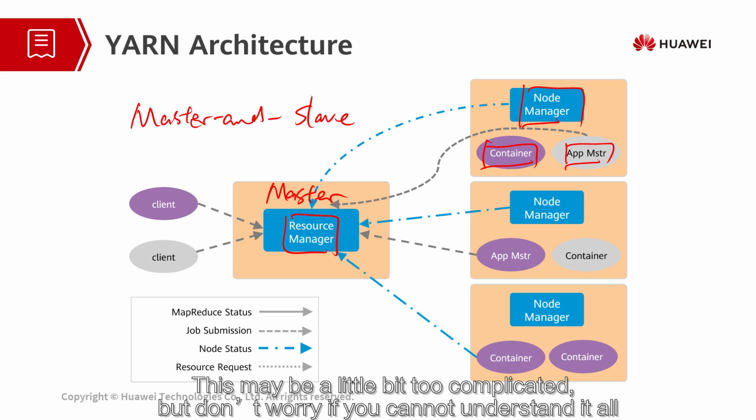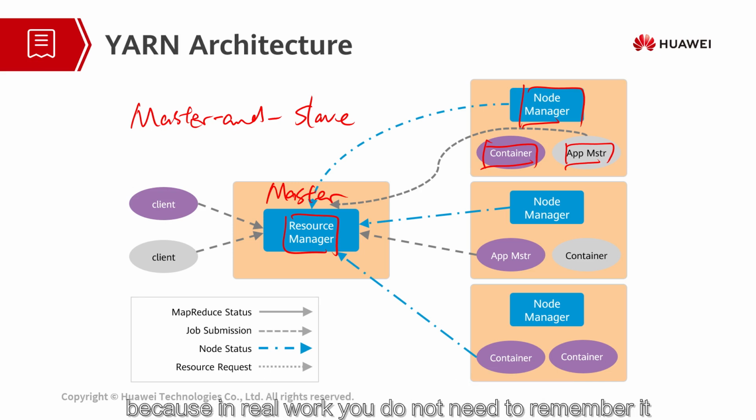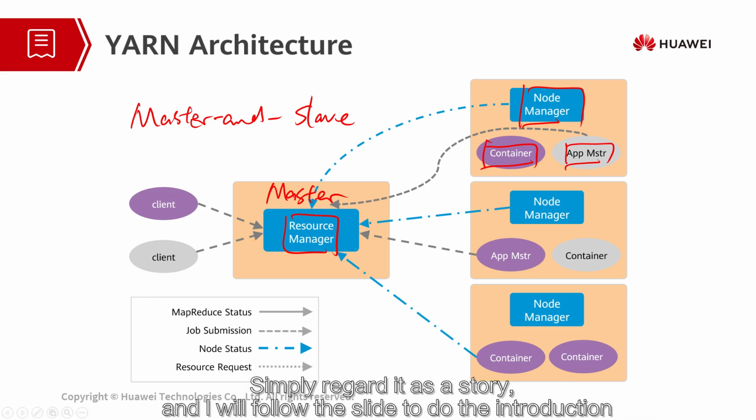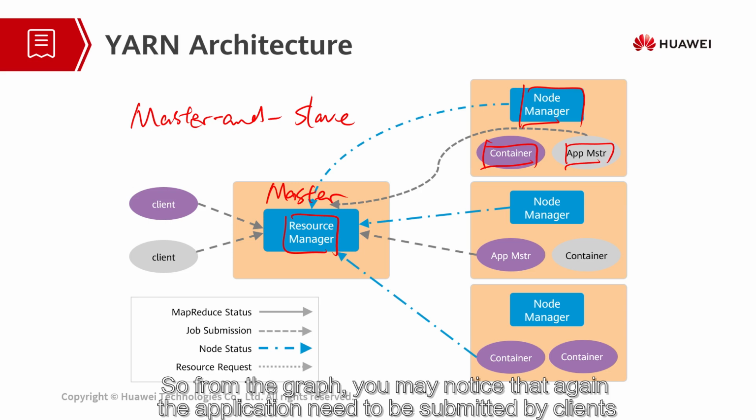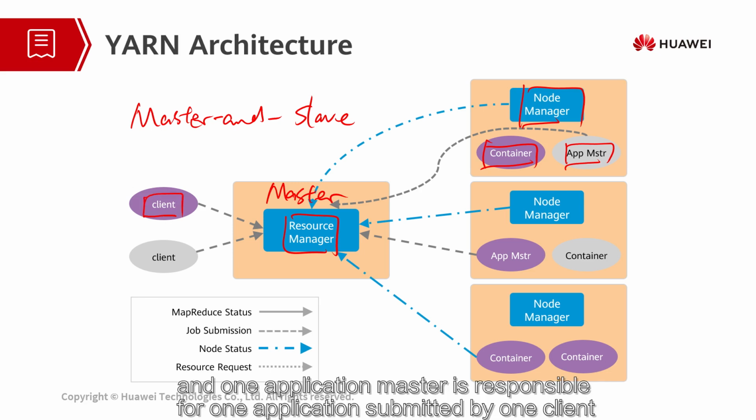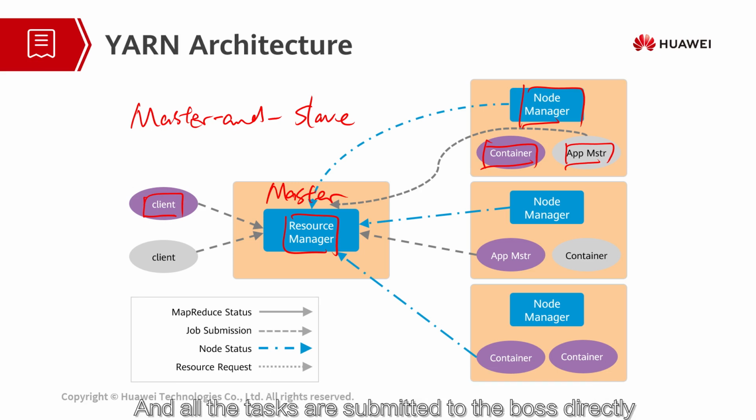But how does YARN schedule MapReduce tasks? This may be a little bit too complicated, but don't worry if you cannot understand it all, because in real work, you do not need to remember it. So simply regard it as a story, and I will follow the slide to do the instruction. From the graph, you may notice that, again, the application needs to be submitted by the client, and one Application Master is responsible for one application submitted by one client, and all the tasks are submitted to the boss directly.